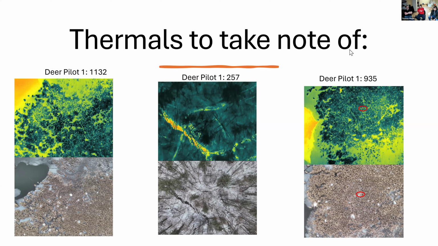But I wanted to talk about one really bright spot, which is I think what you were looking at in 257 maybe. And I thought maybe that one was a deer, but then I thought it was water. Yeah, the water showed up very warm.